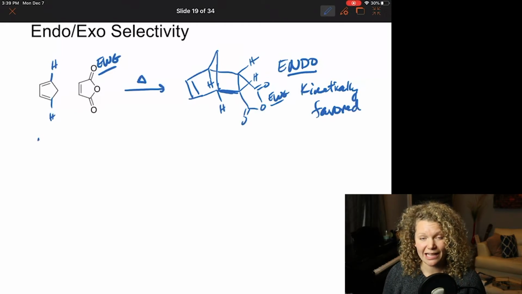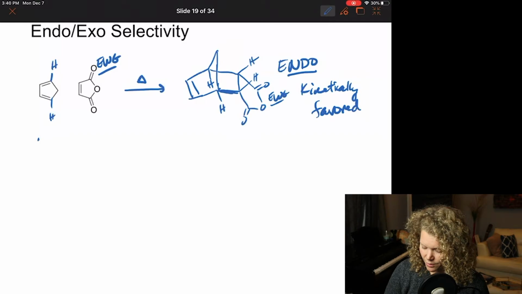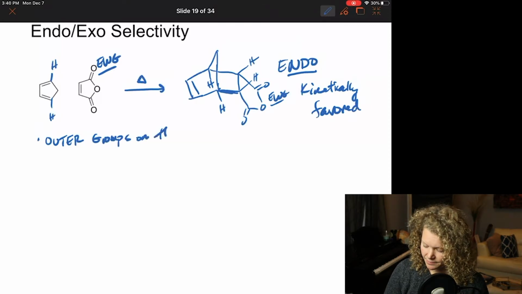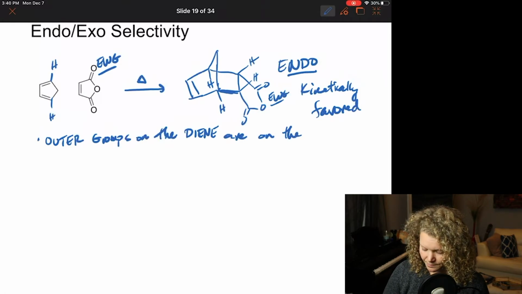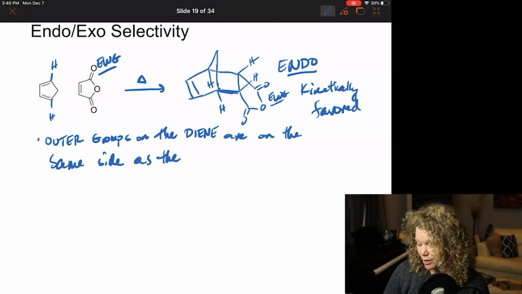This endoselectivity, which is favored, shows that the outer groups on the diene end up on the same side as the electron withdrawing groups on the dienophile.